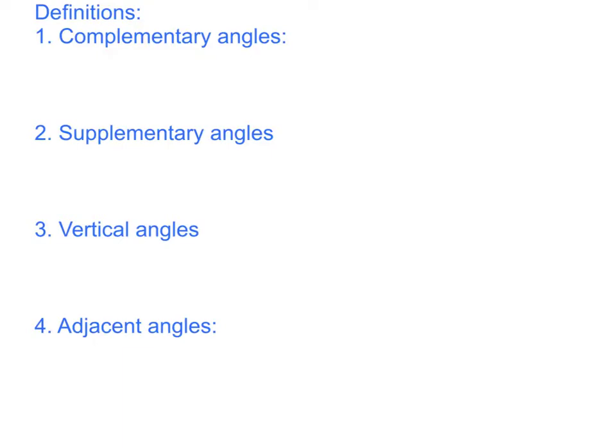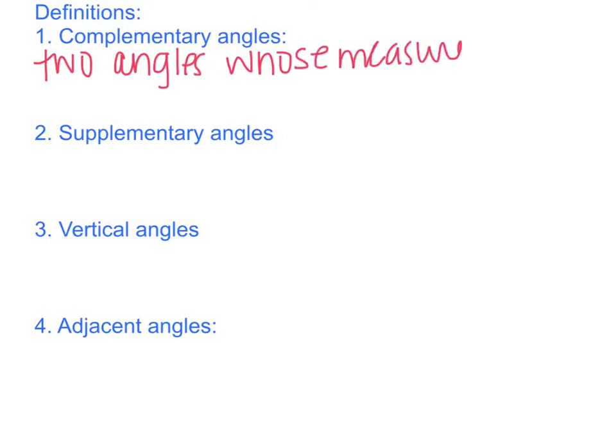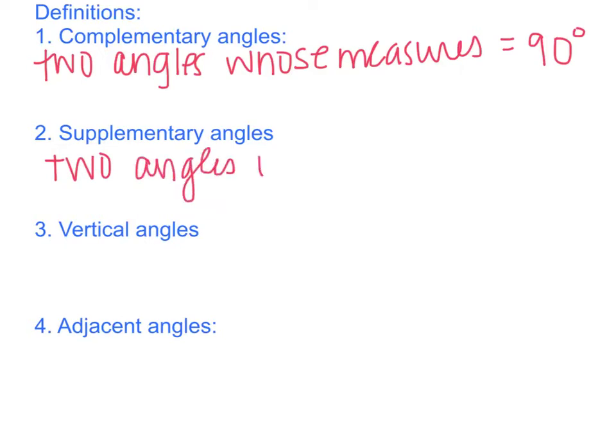Complementary angles are two angles whose measures equal 90 degrees. Supplementary angles are two angles whose measures equal 180 degrees. When you think of supplementary, think of straight line, and a straight line is 180 degrees.